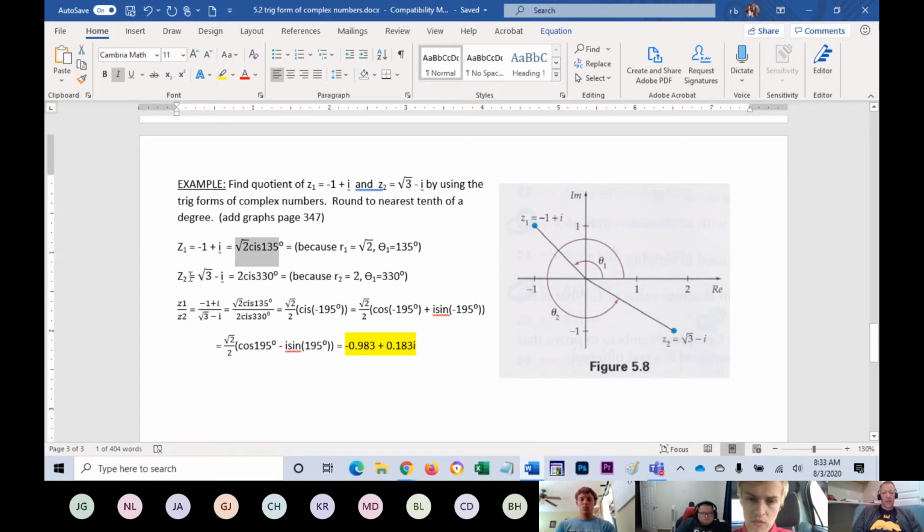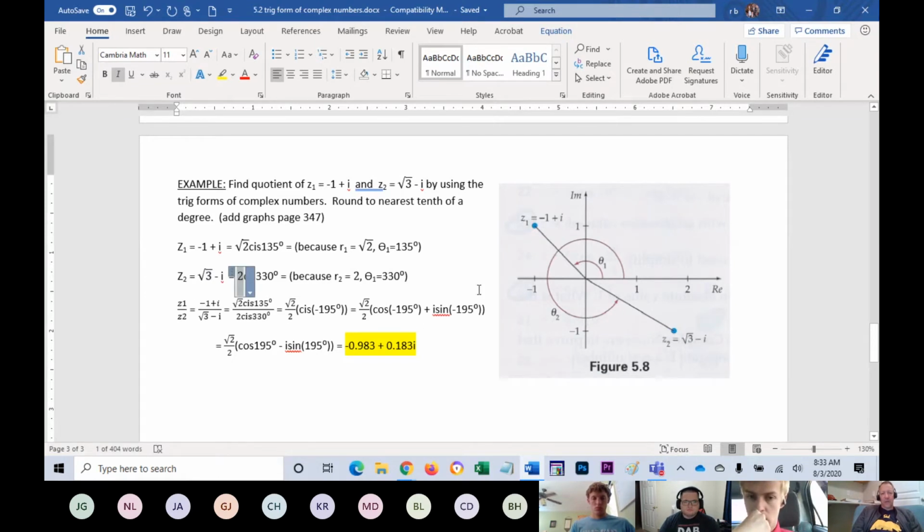We'll do the same thing with our Z2. Z2 is negative square root of 3 minus I. So we're going to go square root of 3 in this direction, and we're going to go down 1. So square root of 3 squared is 3, 1 squared is 1. So 3 plus 1 is 4. Square root of 4 is 2. So this length here is going to be 2.